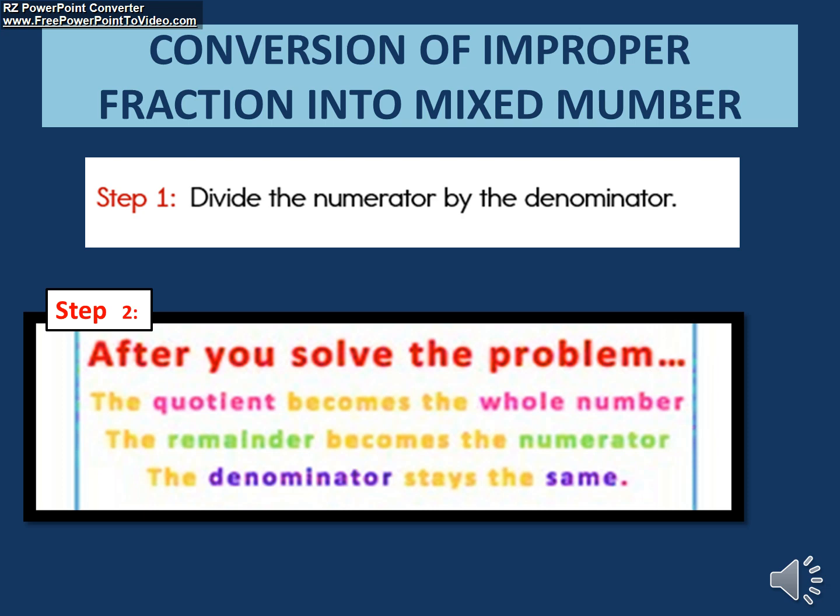So first step, divide the numerator by denominator. After your division is completed, the quotient will become a whole number. The remainder will become the numerator and the denominator stays the same. These were the two steps. We have seen the examples also. Yes or no? And I have requested you to try to solve question number 2 of practice set 9. So let us see what are the answers of that.